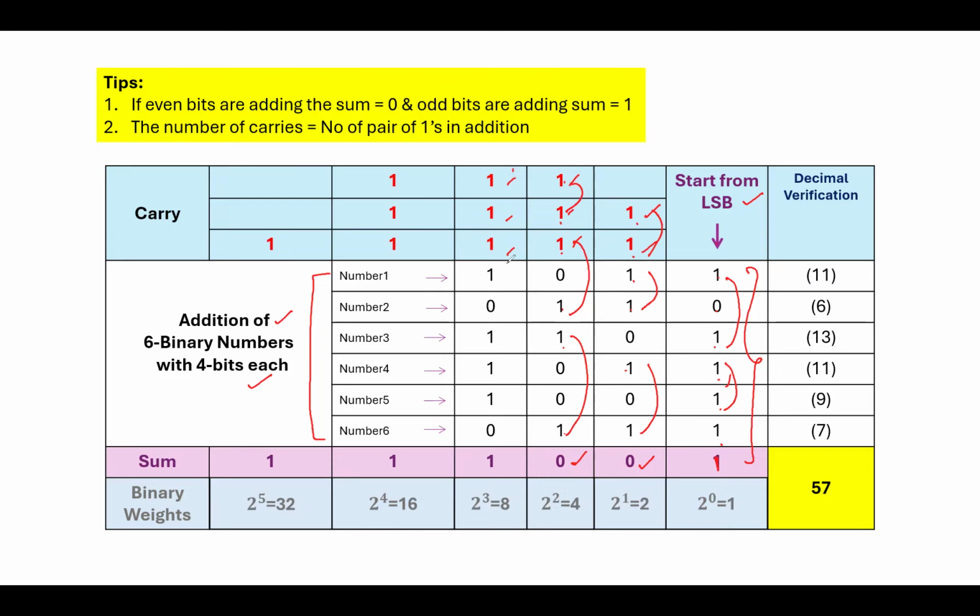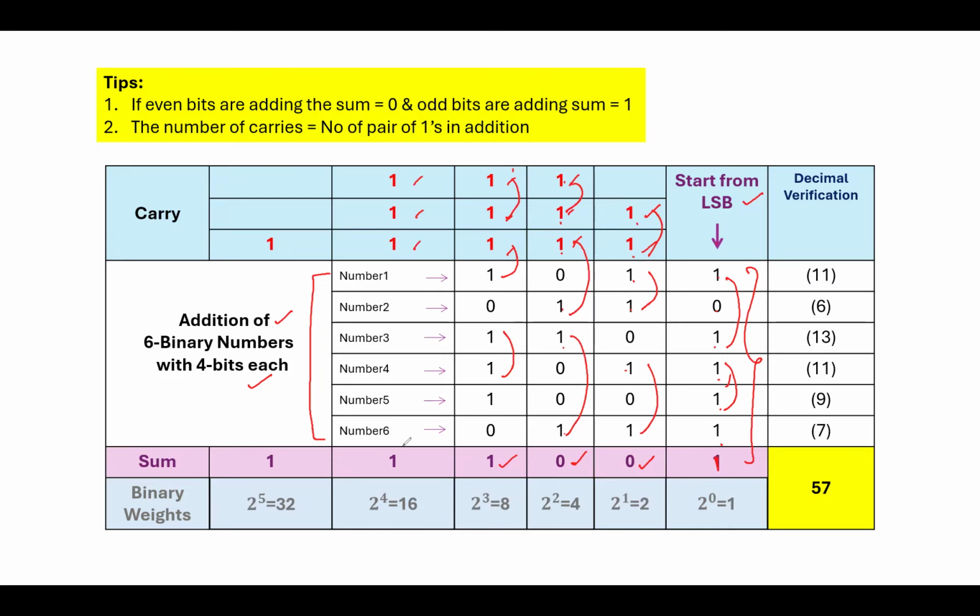Now including these carries 1, 2, 3, 4, 5, 6, 7. Odd number of ones, so sum is 1. Out of these 7, this is first pair, these two second pair, these two another pair. So 3 pair of ones. Here 3 carries are forwarded to the next position.